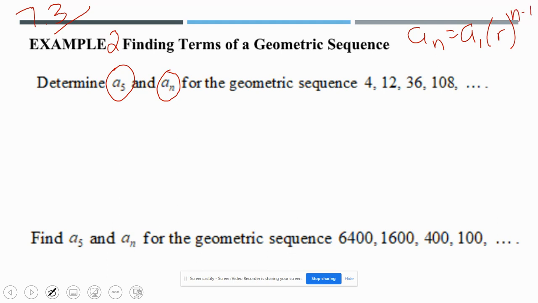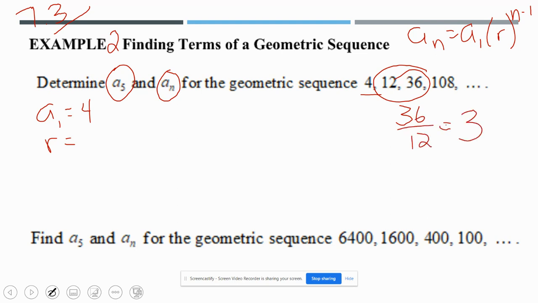And here we go. We have a sequence 4, 12, 36, 108. We know that our first term is 4. And then we have to find our common ratio, or R. Now remember, you can analyze what's going on. How do I get from 4 to 12 to 36 to 108 using multiplication? Or you can pick any two terms you want, divide, and we get 3.